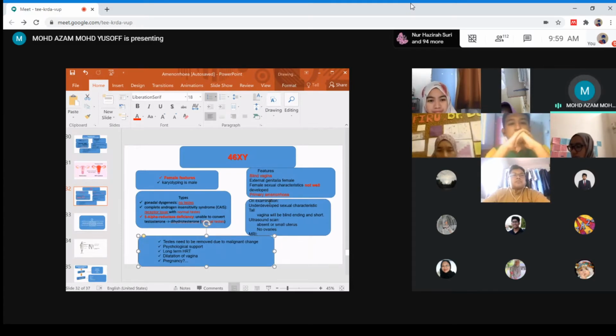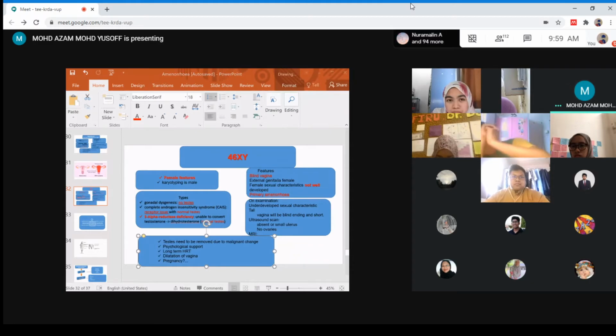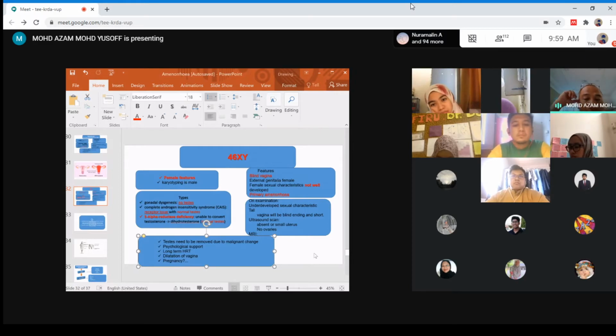Okay, in this case usually I will do a laparoscopy and look. There is no uterus, no tube, no ovary, nothing inside. It's just zero inside. They have nothing inside.